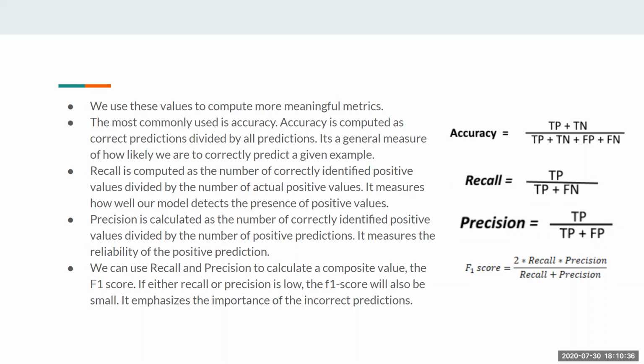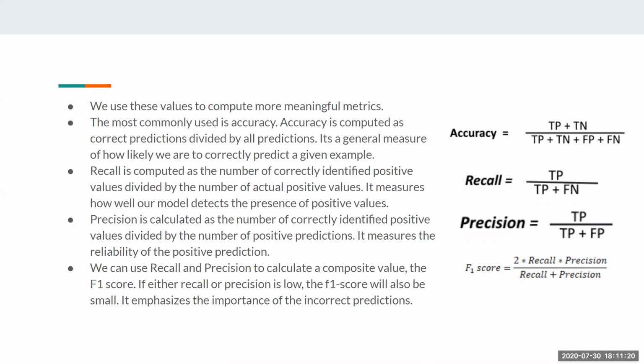We also sometimes calculate recall, which is the number of correctly identified positive examples divided by the number of actual positive examples. It tells us how well our model detects the presence of a positive value. So if we feed in a value we know is positive, it will give us a percentage value for how likely our model is to also tell us that it is positive. Precision is true positives divided by true positives plus false positives, and it tells us the reliability of the positive prediction. If we don't know what we fed in and what comes out is a positive prediction, we have this percentage chance of being correct about it.